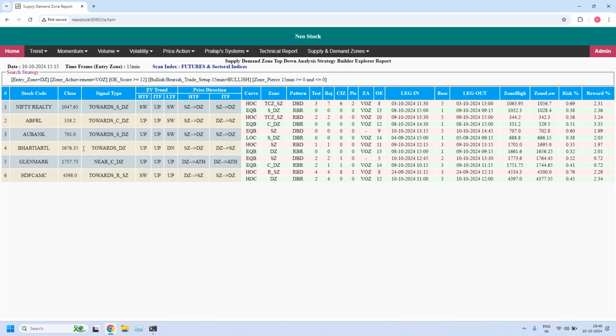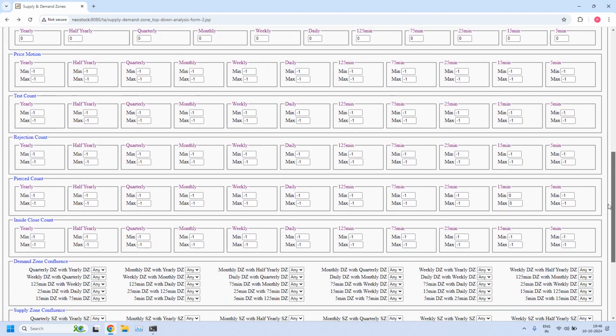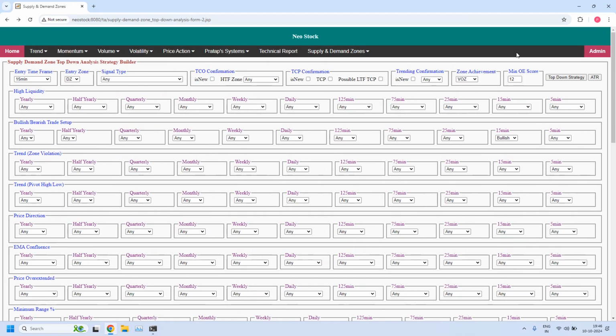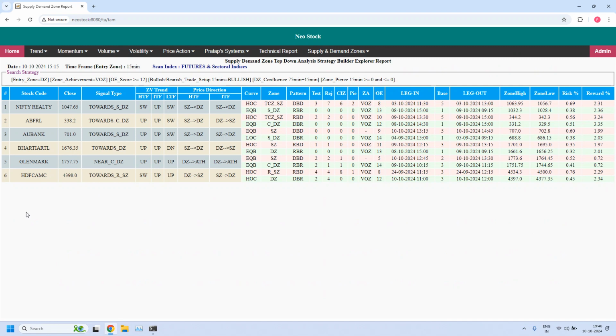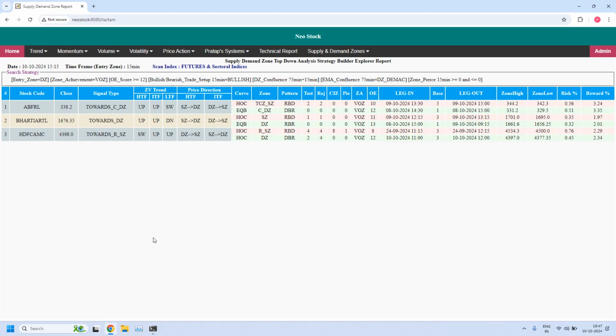Now let's verify out of these 6 how many are having ITF confluence. So in the demand zone confluence, 15 minutes demand zone with 75 minutes demand zone, I enable the filter. Let's verify. All 6 are having even ITF confluence. That means all 15 minute zones are part of the 75 minute zone. And if the 75 minute zone is having EMA confluence, it's a high probability setup. The 75 minutes demand zone with daily EMA confluence: these 3 stocks are filtered, so they are supporting high probability.